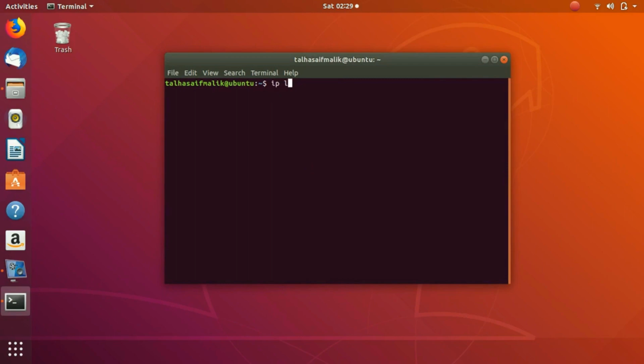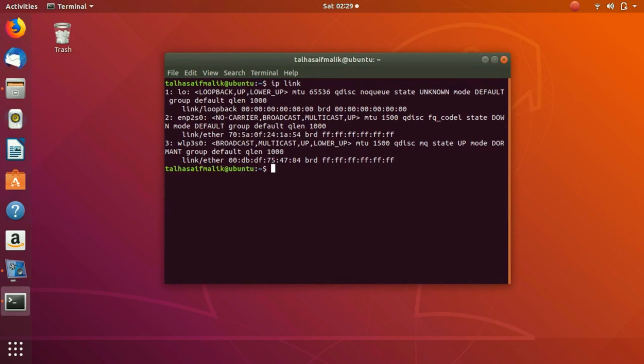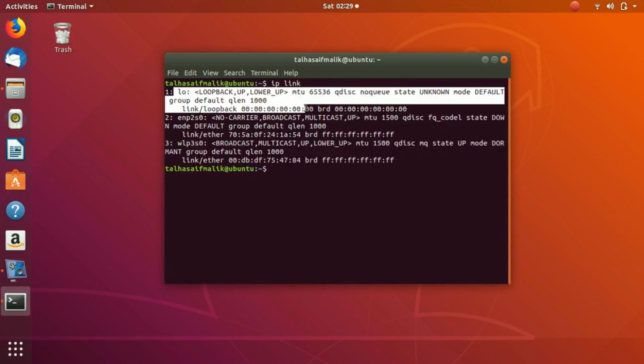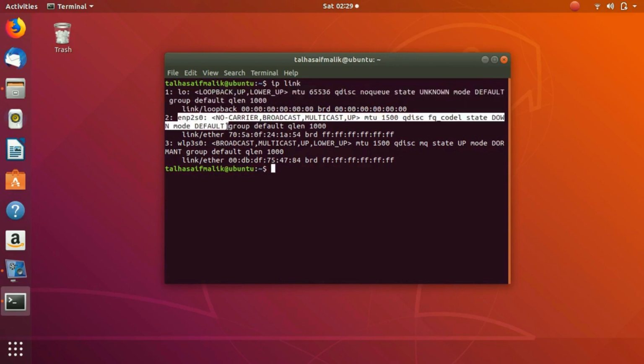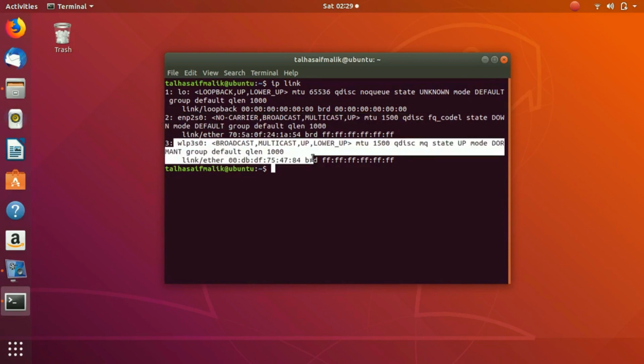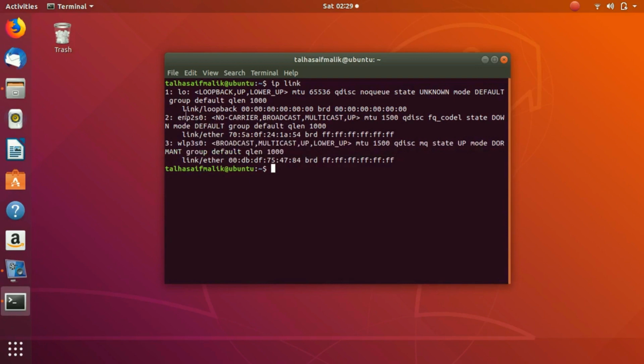So we write here our first command, which is ip space link. If we hit enter, now you can see we have here three network interfaces. The number one is this lo, which stands for Linux host, and these are two Ethernet network interfaces. Okay, so the first one is lo, the second one is enp2s0, the third one is wlp3s0.